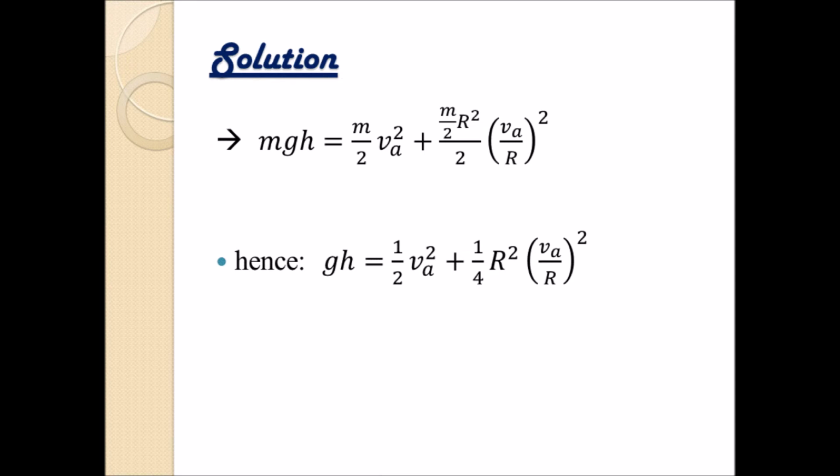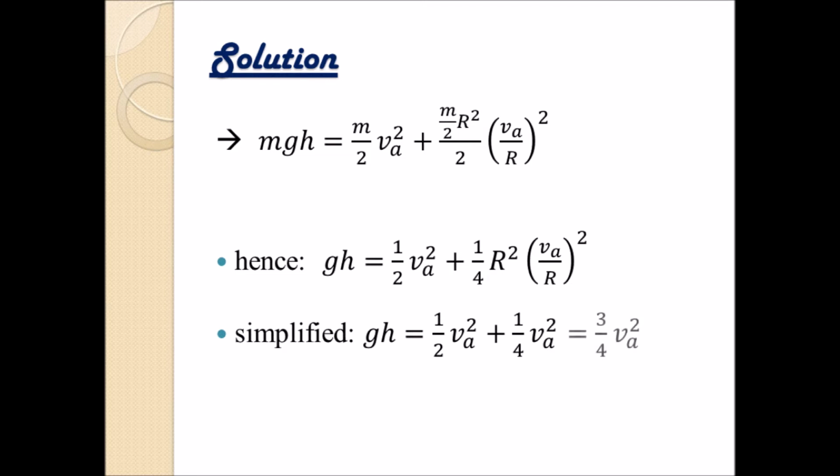And again, this can still be simplified. So what we get is a real easy equation. On the left hand side we have the variables g and h, and on the right hand side we have only the variable VA. So we can put it together, and what we get is g times h equals 3 divided by 4 multiplied with VA squared.